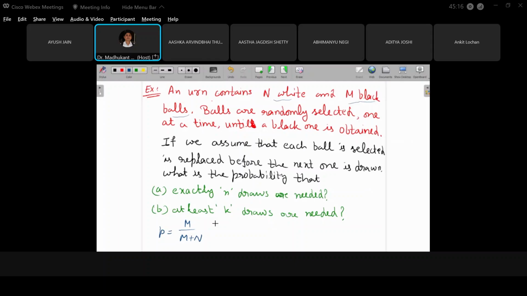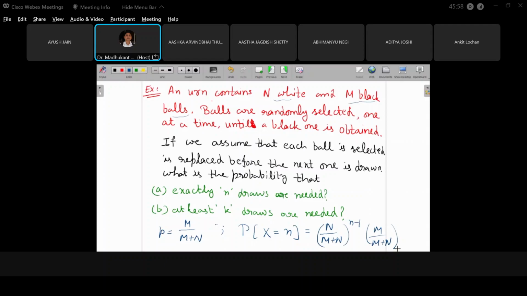Okay, now what is the probability that exactly n draws are needed? X equals n means n minus 1 times you are failing, and the nth time you will be drawing the black ball. Okay, so it's very simple. The failing probability is n divided by m plus n, for the white ball, to the power n minus 1, times m divided by m plus n. So by following the geometric distribution, that's pretty straightforward.